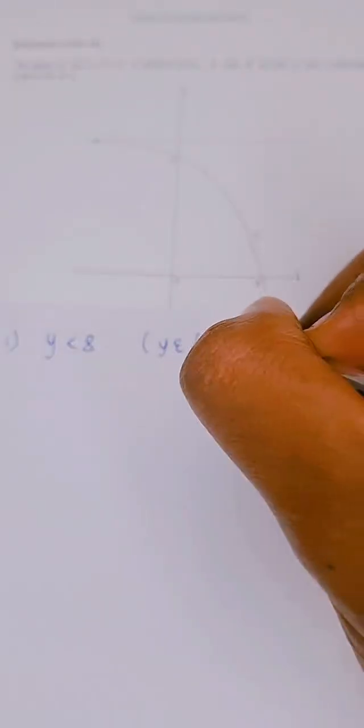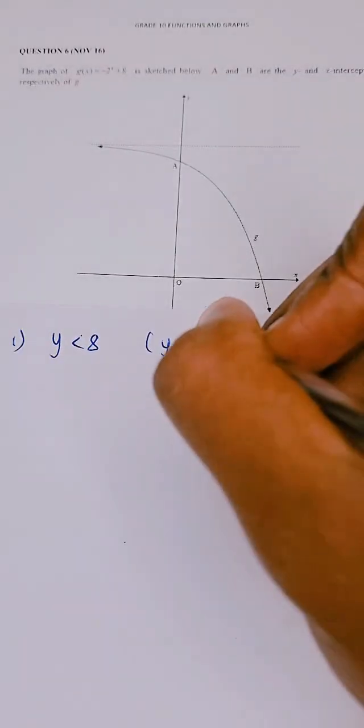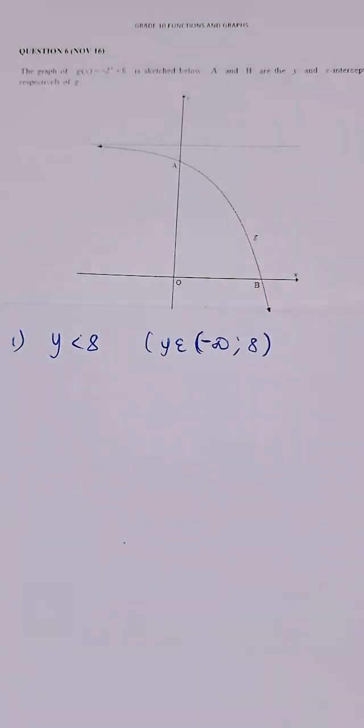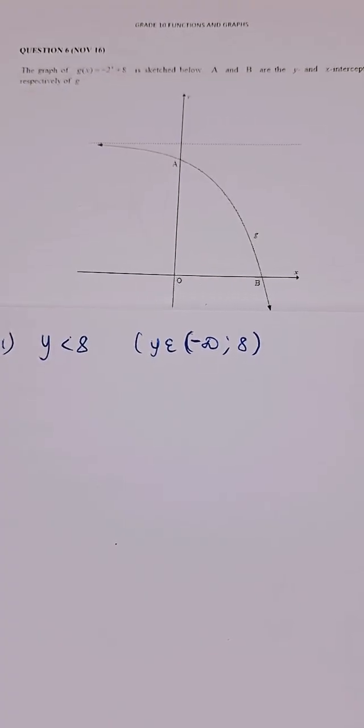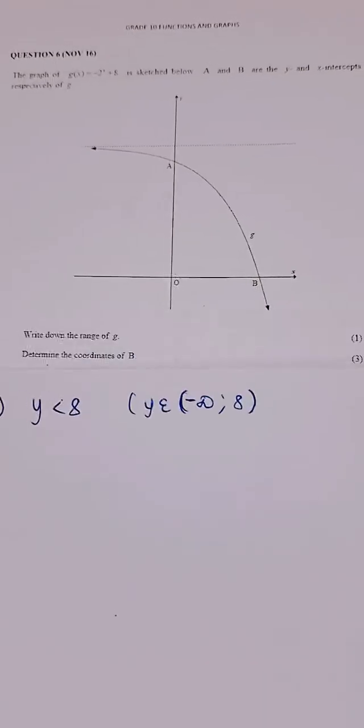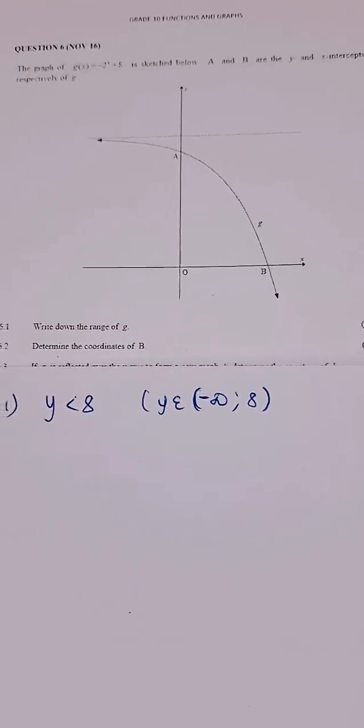Or we could say, if we wanted to, y is an element of negative infinity to 8, with an open bracket. That is another way. We do not include the 8 because it is a boundary line, the untouchable line. You see? Right, next question.